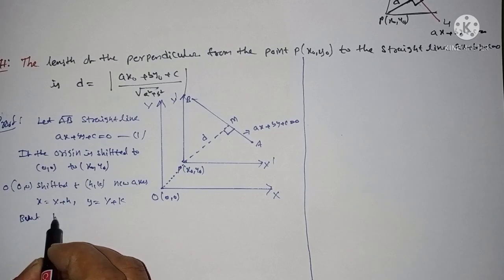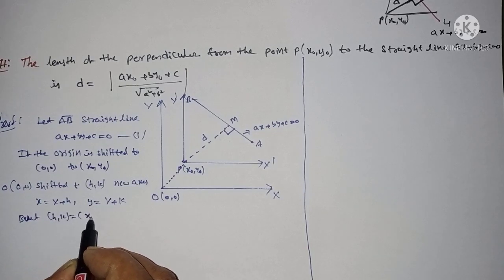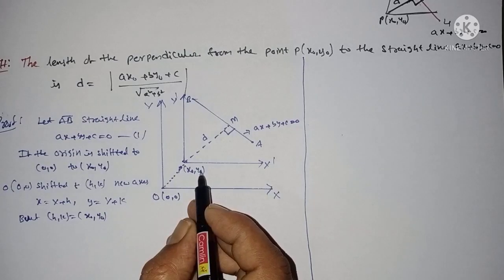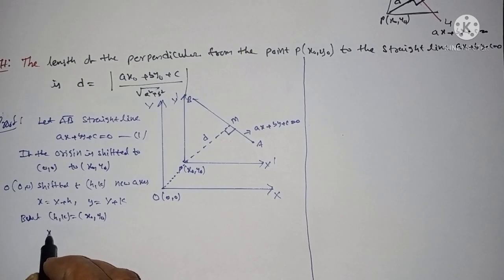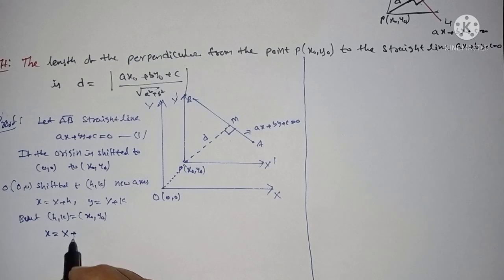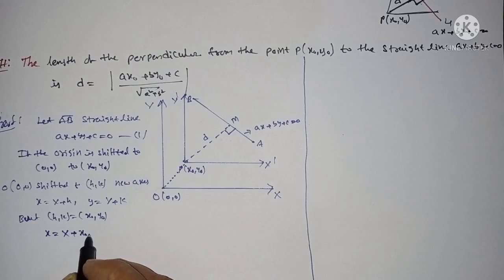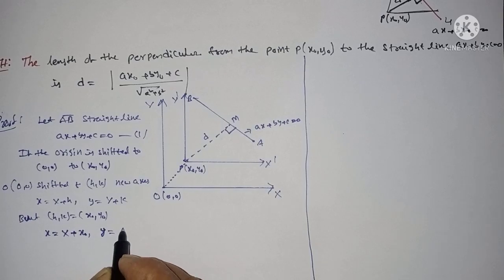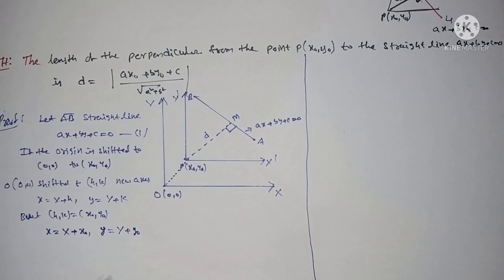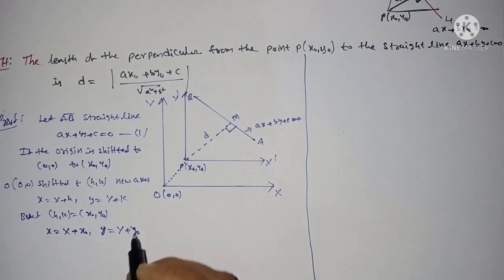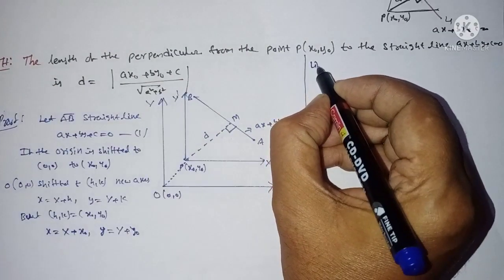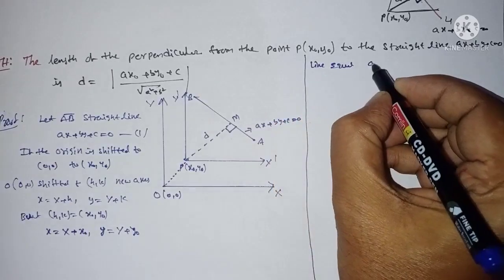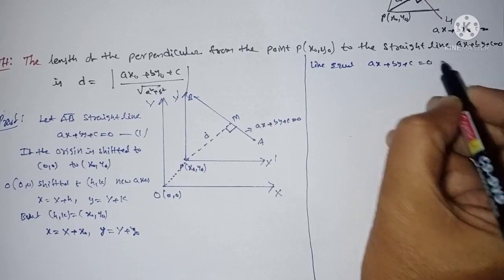Here h comma k is equal to the shifting, which is x naught comma y naught. Therefore, small x is equal to capital X plus x naught, and small y is equal to capital Y plus y naught. The line equation we have is ax plus by plus c is equal to 0.